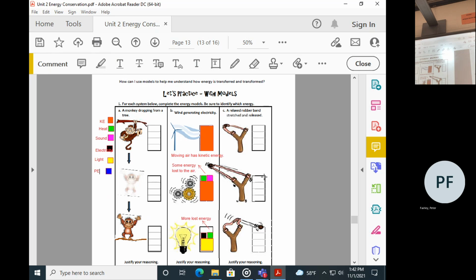And once again, I'm gonna ask you to justify the diagram, explain what's going on. Justify your reasoning for showing this diagram like this.